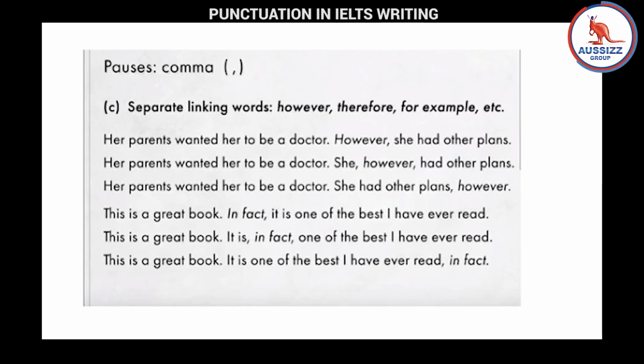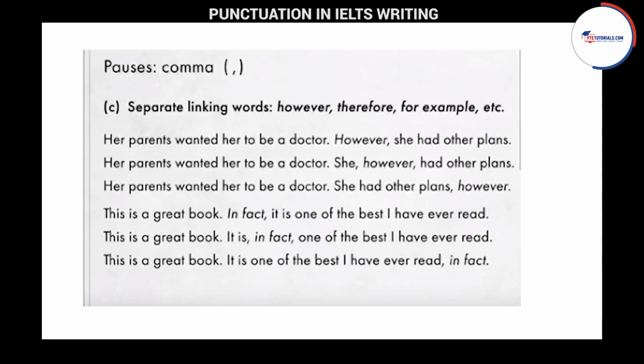So you can see: her parents wanted her to be a doctor. However, she had other plans. Now this is one type of sentence where you put a full stop and then start your 'however' with a capital H, and after that you put a comma. This is the first way, the normal way. Everybody writes in this form. Her parents wanted her to be a doctor. However, she had other plans. So whenever you are using 'however', make sure you are using it in this form.